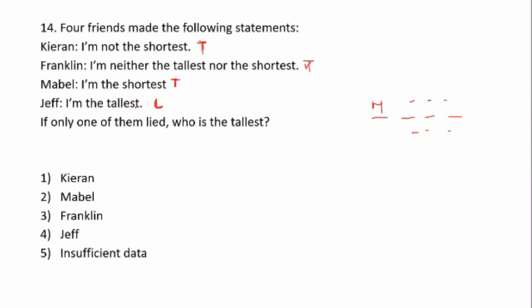Jeff says, I'm the tallest. So he's actually not. So maybe Jeff can be here. Kieran says, I'm not the shortest. So Kieran can be here. Franklin says, I'm neither the tallest nor the shortest. For it to be true, Franklin has to be here and Kieran is here. Now we can fit everything there. So that means the one who tells the lie is Jeff. And who's the tallest now? It's Kieran. Option 1.